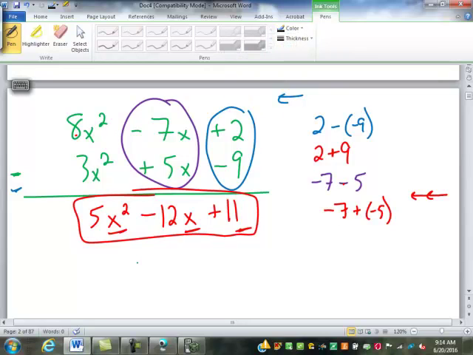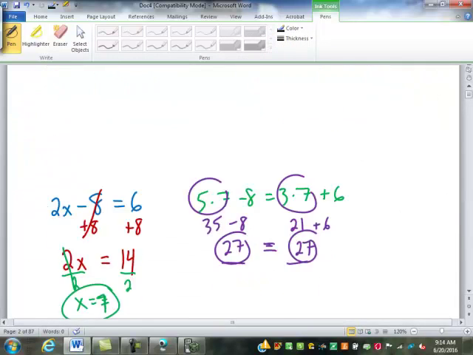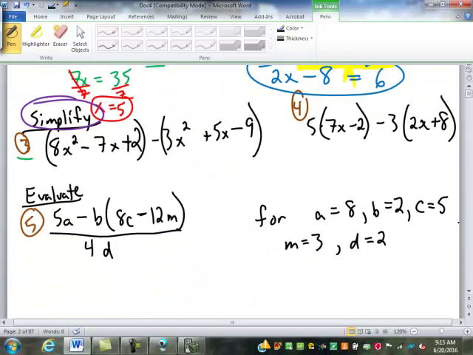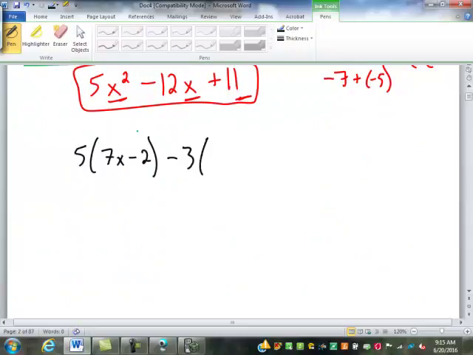Okay, the second one then, number 4 here, was 5 times 7x minus 2 minus 3 times 2x plus 8. Sorry for the rapid scrolling up and down there.